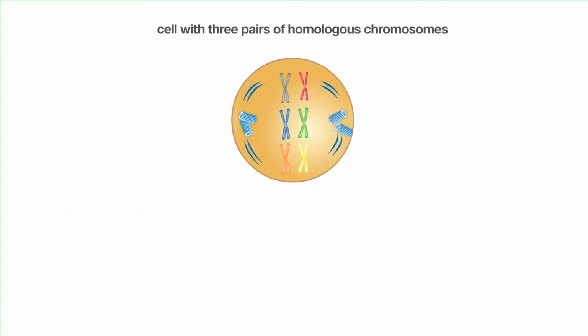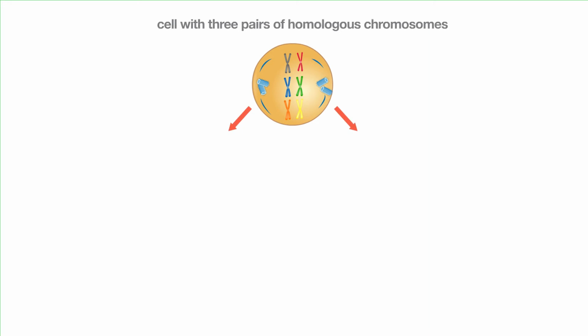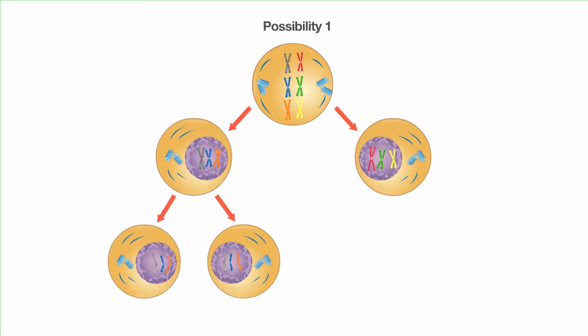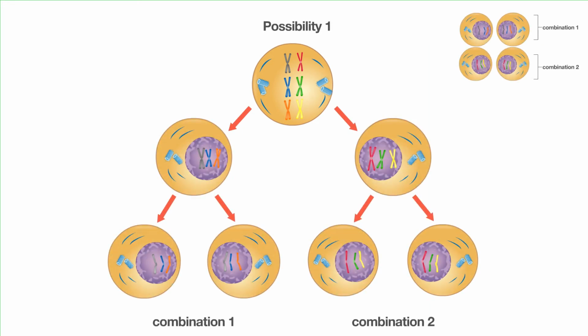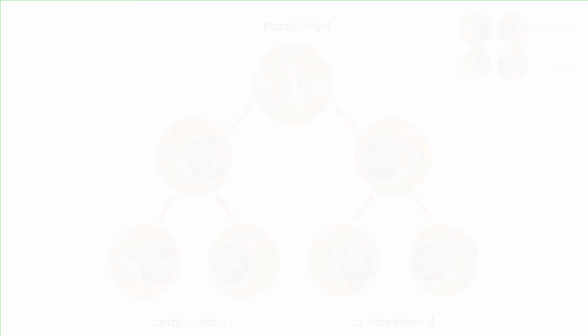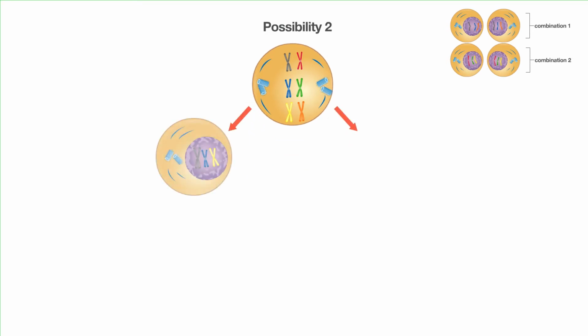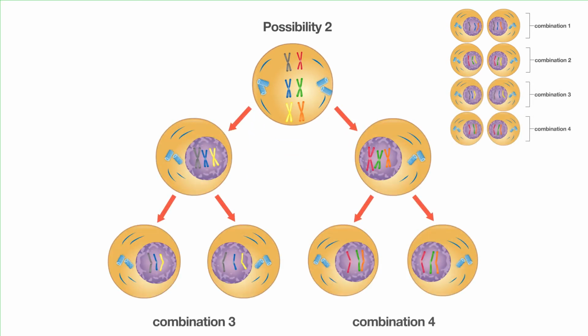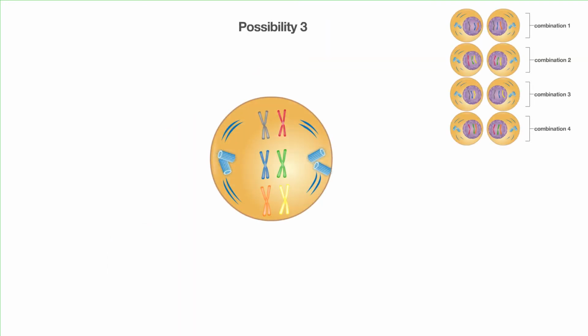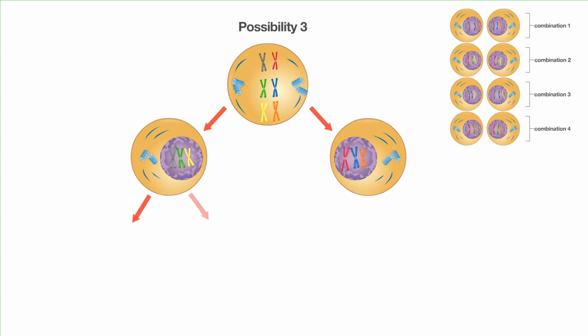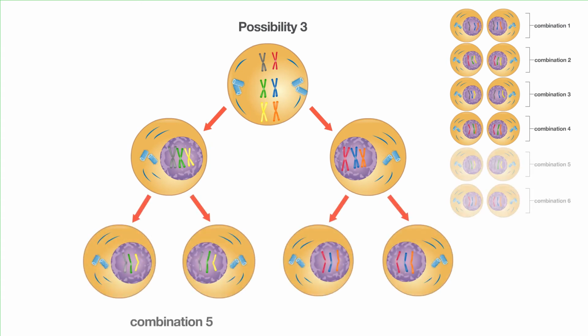Let's look at a cell with 3 sets of homologous chromosomes. How many chromosome combinations do you think are possible this time? The more sets of chromosomes a cell contains, the more possible combinations of chromosomes there can be in the resulting gametes. A cell with 3 pairs of homologous chromosomes can produce gametes with 8 possible combinations of chromosomes.